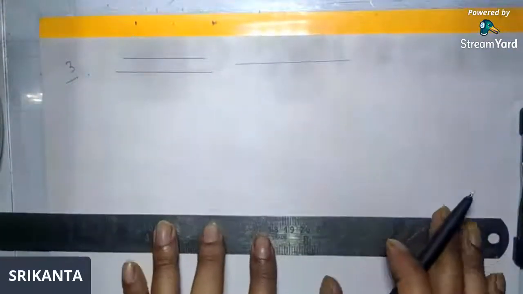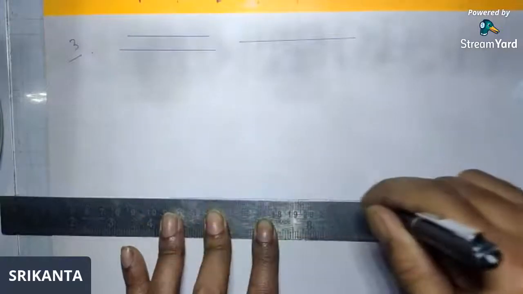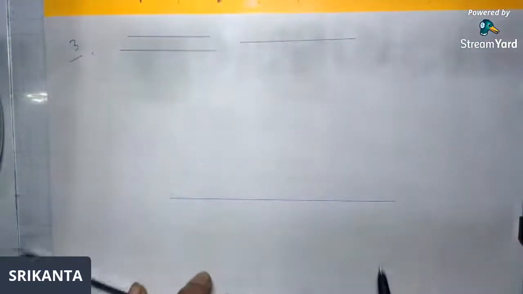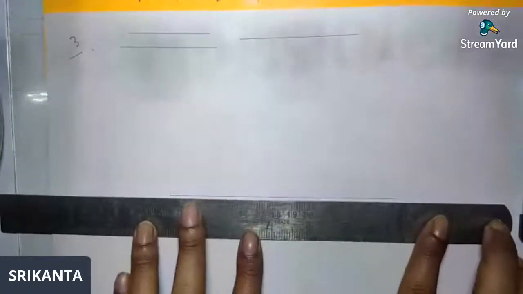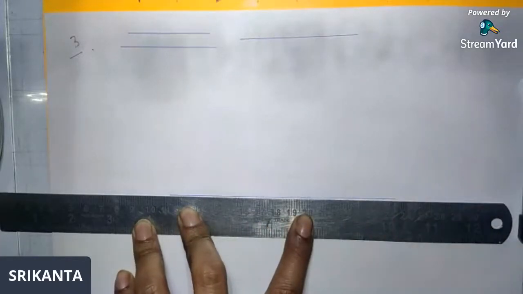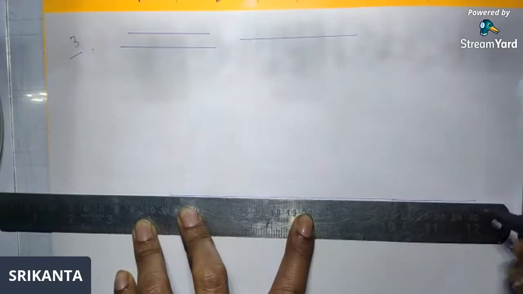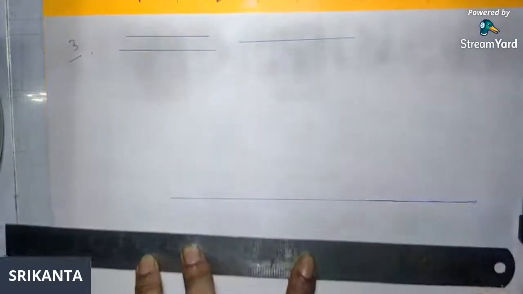Take a big line. This line should be big, okay? Because the required triangle will be much bigger than this one. Clear?